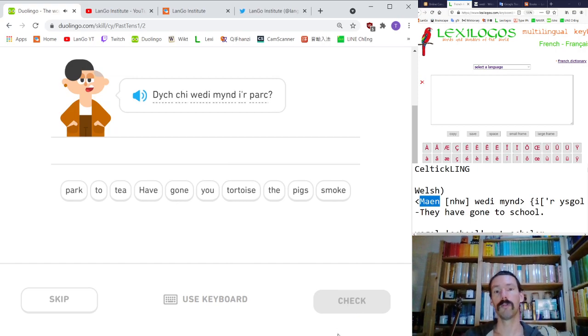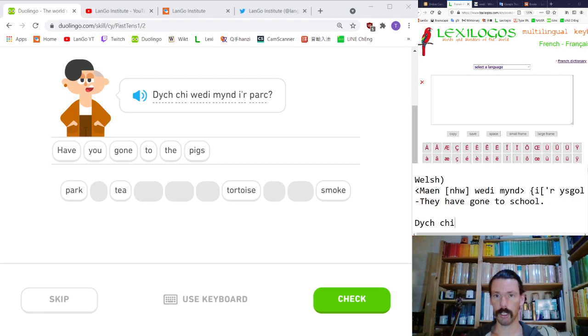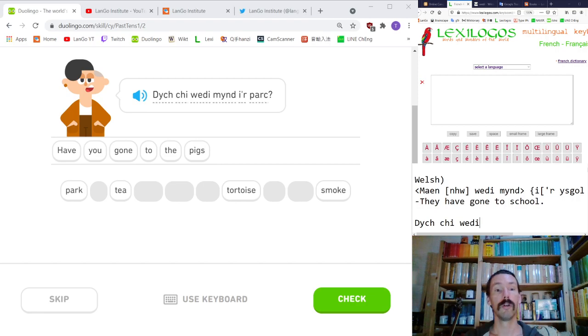Dych chi wedi mynd i'r parc? Have you already gone to the park? So this mae, I think only third person, but maybe not. Dych chi wedi, so not un. Wedi. What is wedi? Oh, earlier. It's marking a perfective verbal event, verbal aspect. Mynd is the part that means go. I'r, the preposition. Parc.